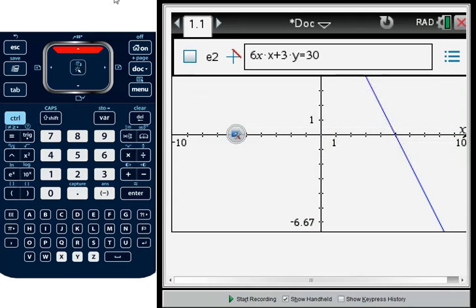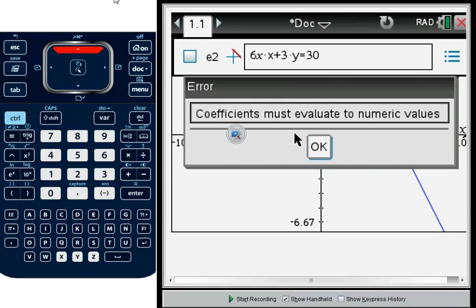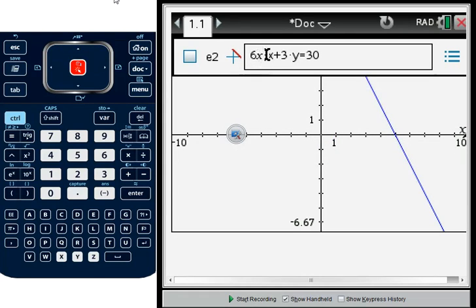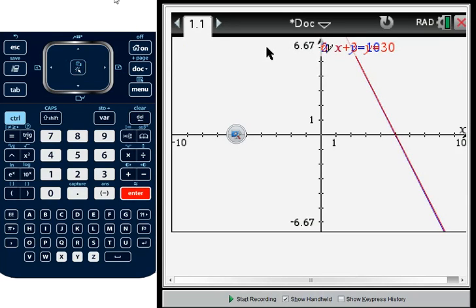Oops, I typed an x in. Don't need that. So I'm going to come up here, fix that problem, and hit enter. And you should be able to see that both lines are graphed in the exact same place because they represent the same line. So every single point contained in that line is a solution to the system. Therefore, there are infinitely many solutions.